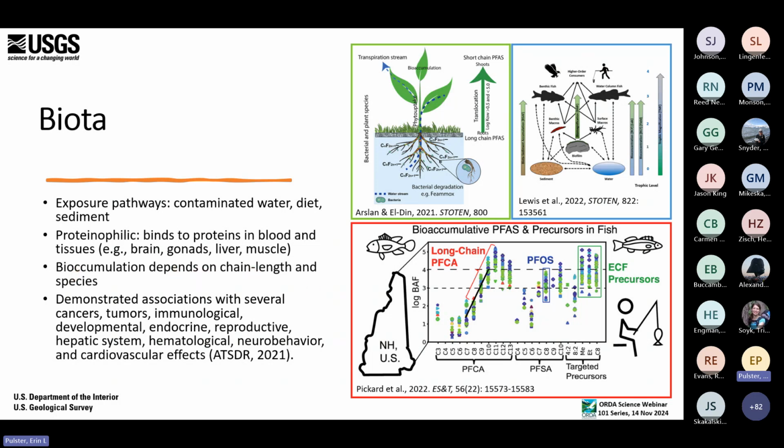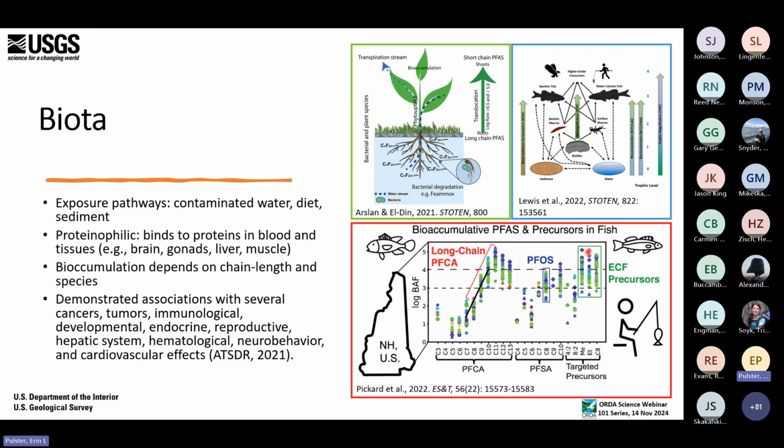Bioaccumulation within the environment also depends on chain length and species. We do see some bioaccumulation of PFOS. We typically don't see a lot of PFOA in organisms, but we do see a lot of PFOS in the higher trophic level positions. Also, in plants, for instance, you're going to see different partitioning between the roots and the above-ground leafy portions. The long-chain PFAS typically get trapped down here in the roots, whereas in the above-ground leafy portions, you typically find the short-chain PFAS.